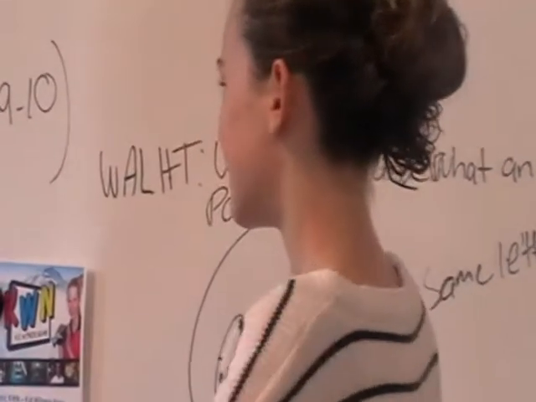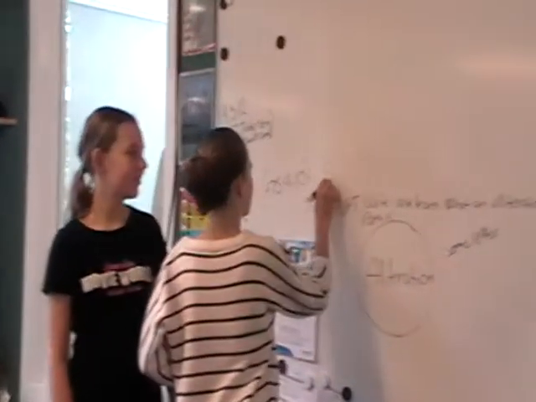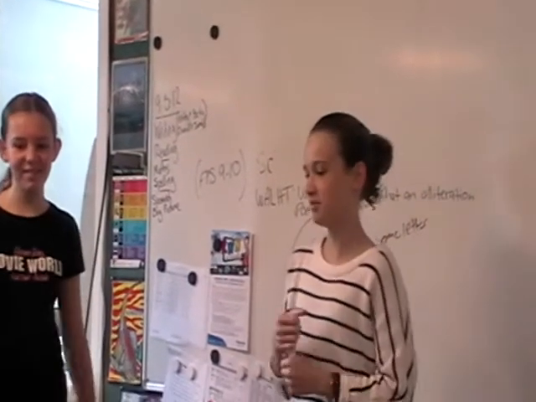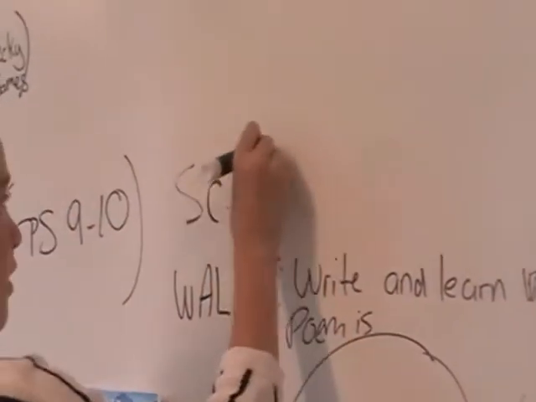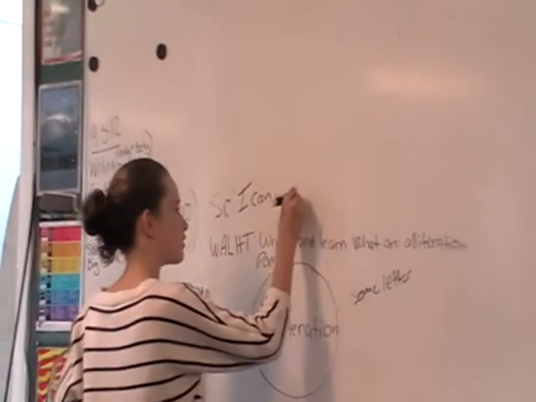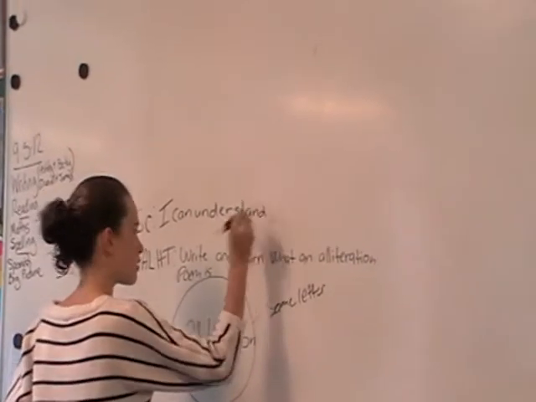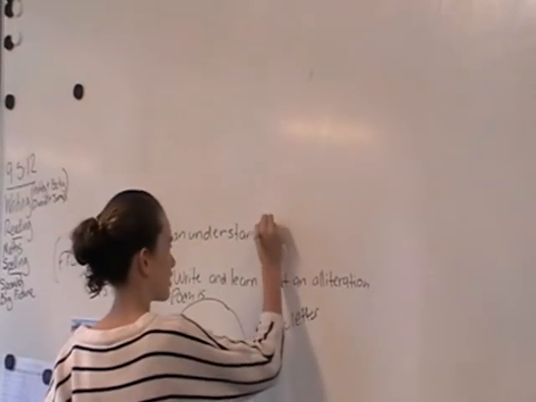Okay. What would the success criteria be for that? Come on, people. I can understand how to write an alliteration poem. Yep. And anything else we can add to that? Come on, guys. Understand an alliteration poem.